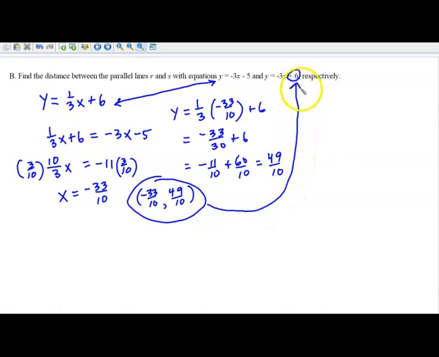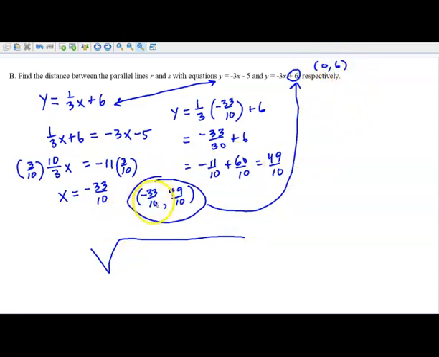All right. And now we want to find out what the distance is between this point and this other point, 0, 6. Okay, so let's find that. We already found where these two are going to intersect. And now we want to find the distance between that point of intersection and the other line. All right, so the distance formula, remember that's the point 0, 6.